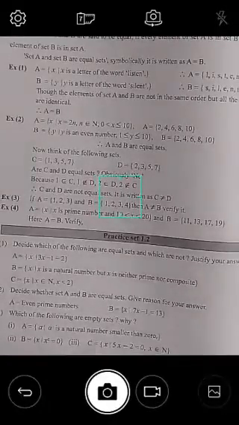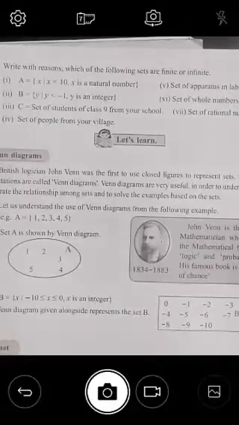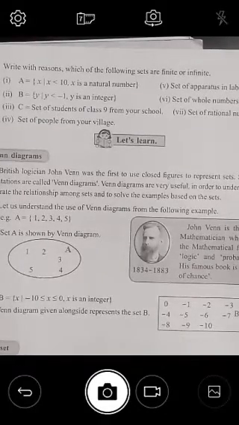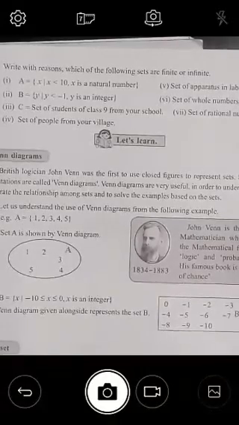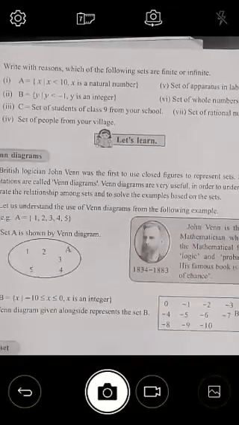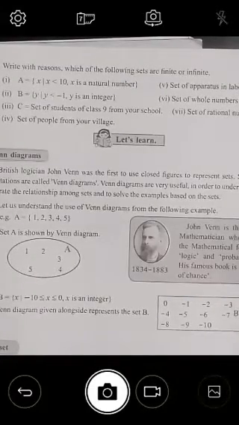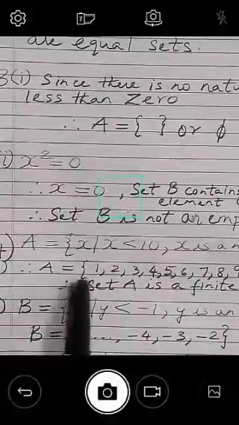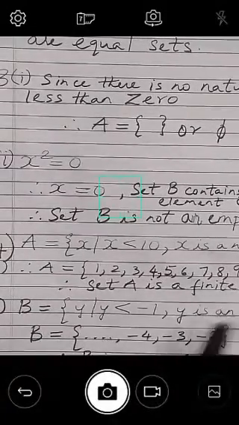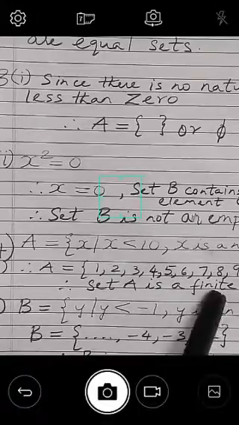Now we come to question number 4. Write with reasons which of the following sets are finite or infinite. The first one, A is equal to {x such that x is less than 10 and x is a natural number}. Now it is given x is less than 10 and x is a natural number. So it is from 1 to 9. So we can write it as A is equal to {1, 2, 3, 4 up to 9}. Therefore set A is a finite set.